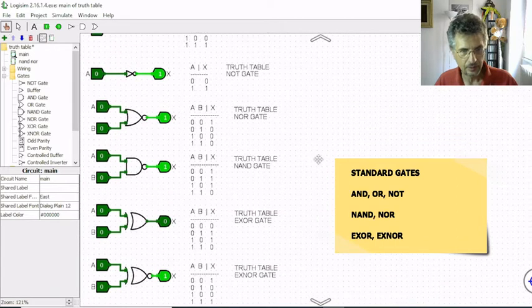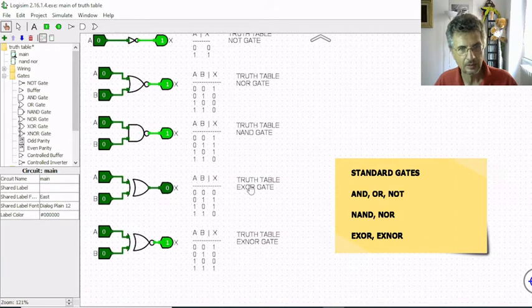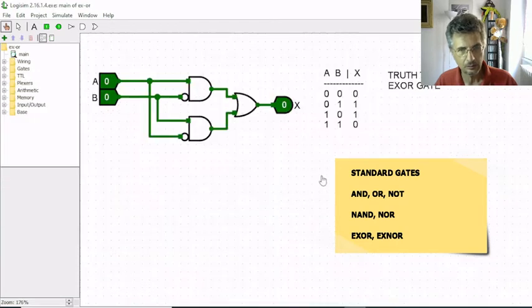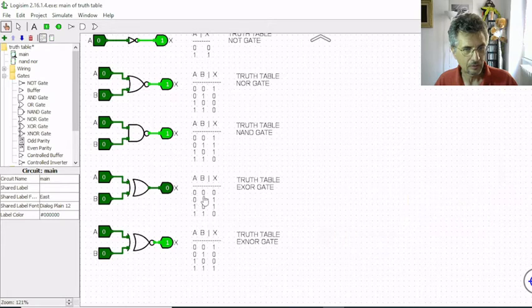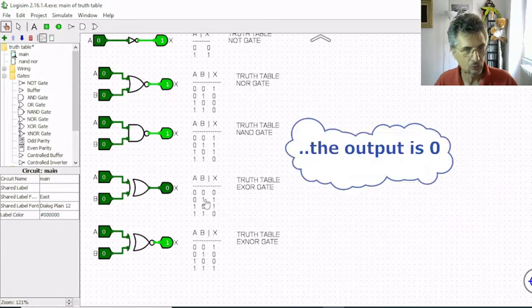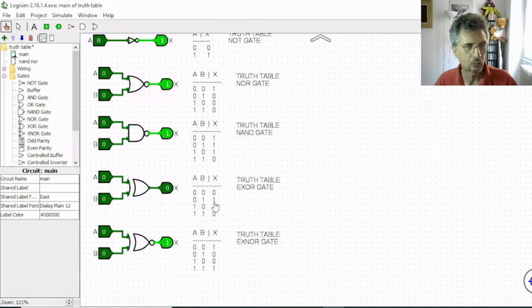And down here, we have an XOR gate, or exclusive OR gate, which we already met in a previous video, this one. And basically, the XOR gate gives 1 whenever the 2 inputs are different. So if we have 0 and 0 or 1 and 1, the output is 0. And when the 2 inputs are different, for example, 0, 1 or 1, 0, we have 1 in output.